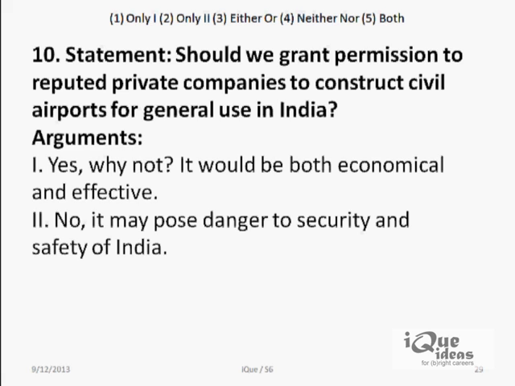The second argument is no, it may pose a danger to the security and safety of India. Now, is there any clear reason or logic behind how giving permission to a reputed private company to just construct civil airports be a danger to our security? There is no clarity of this particular reason and hence we would consider this also to be a weak argument. Hence the answer option must be 4, neither 1 nor 2.